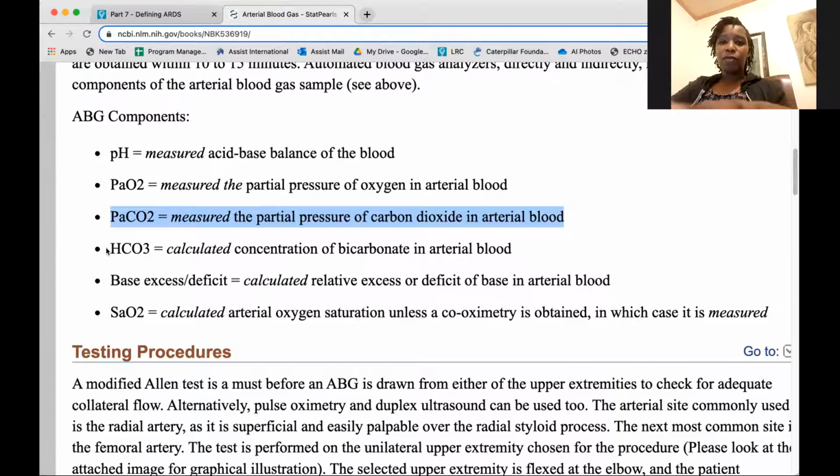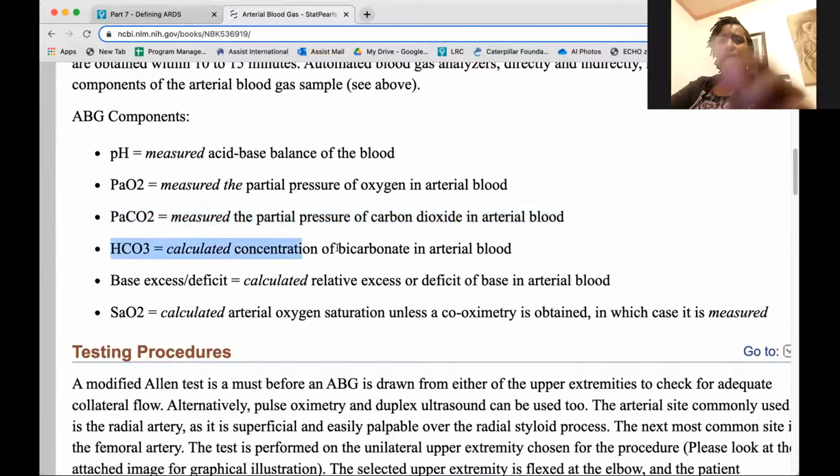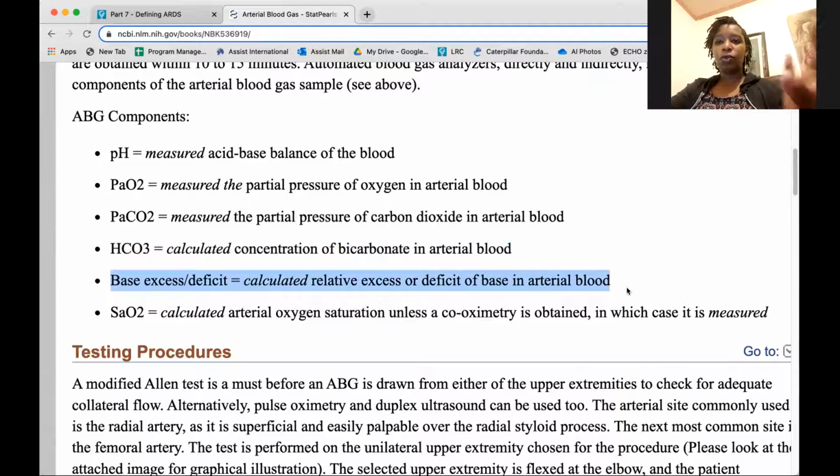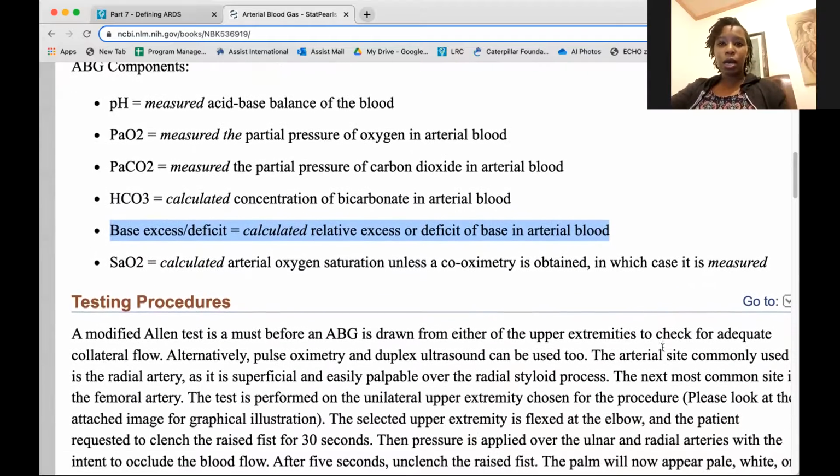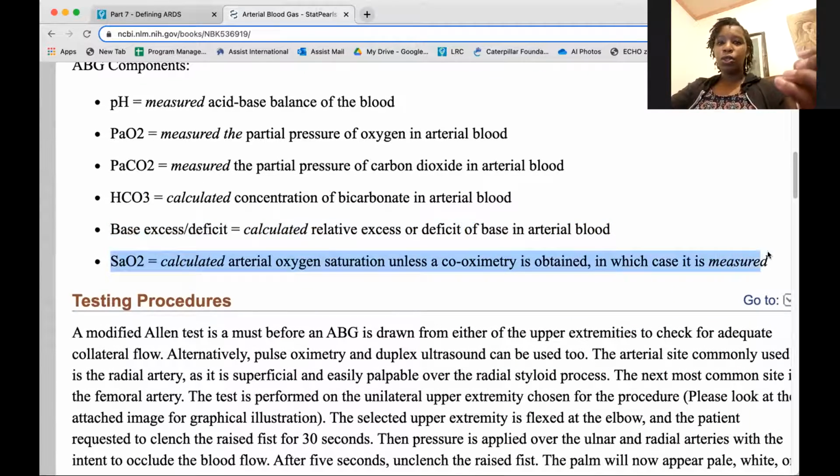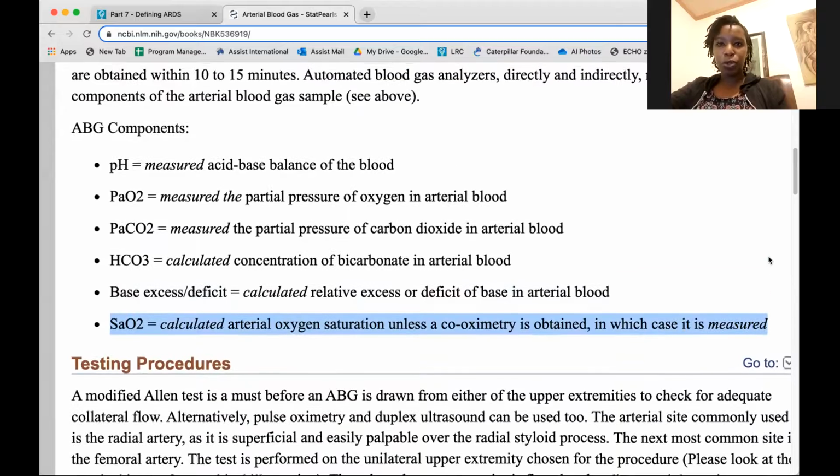Then you also have the bicarbonate. Depending on the lab, let's say it will range between 22 to 30. And then base excess is a calculated relative excess or deficit of a base in the arterial blood. Then you'll have your saturations, which is like our SpO2 now.